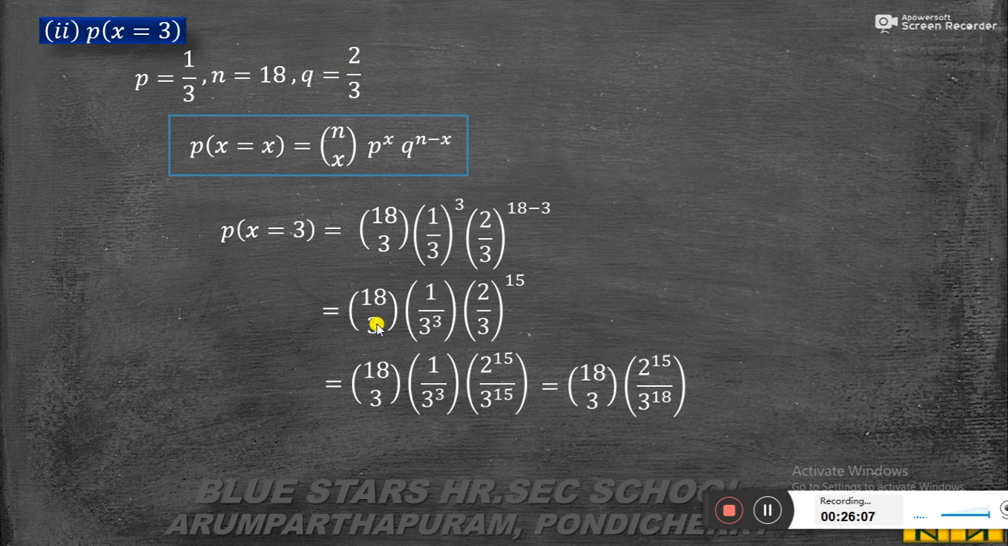Therefore, 18c3, 1 by 3 power 3, 2 by 3 whole power 15. In the next step, 18c3, 1 by 3 power 3, 2 power 15 by 3 power 15. Here I add the powers of 3, 3 power 3 and 3 power 15, so 3 power 18. Therefore, the answer is 18c3, 2 power 15 by 3 power 18. This is the answer for probability of x equal to 3.